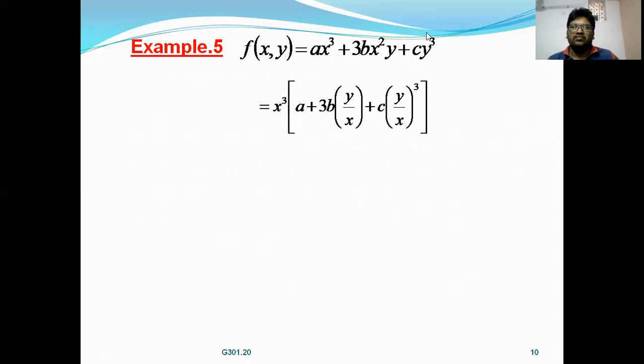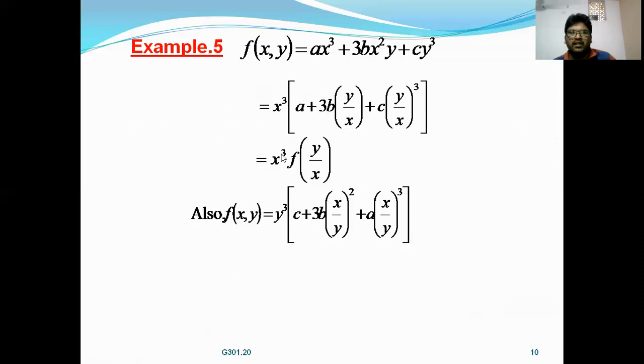Plus in the third term, there is no x variable, so we divide with x cube. This can be written as y by x whole cube. After taking common x cube, the term becomes a plus 3b into y by x plus c into y by x whole cube. Now this can be written as x cube into f of y by x. So the function can be written in this form.